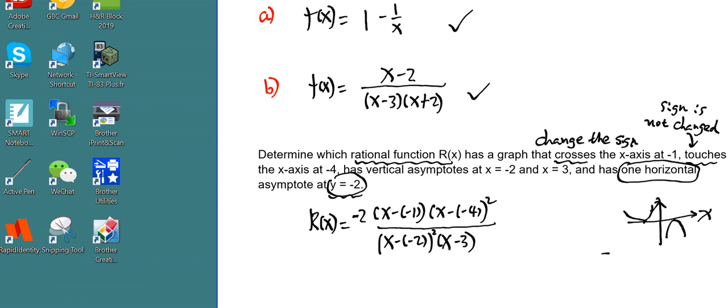So what's the final answer then? The final answer would be, you may write -2 times x plus 1, and then x plus 4 squared. Downstairs you may have x plus 2 squared and then x minus 3.